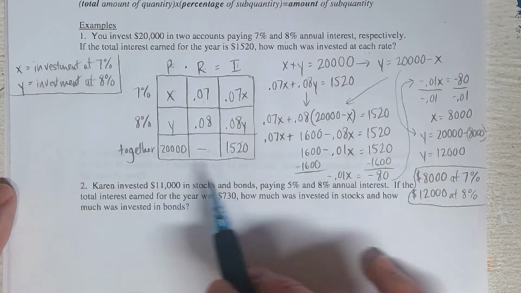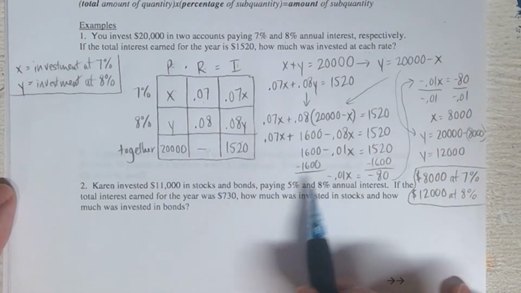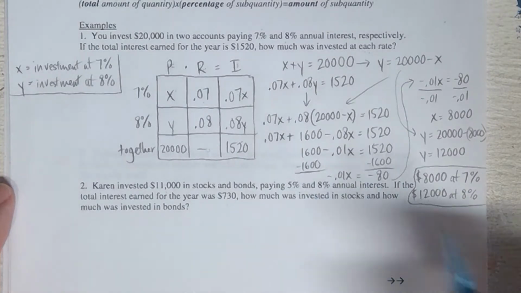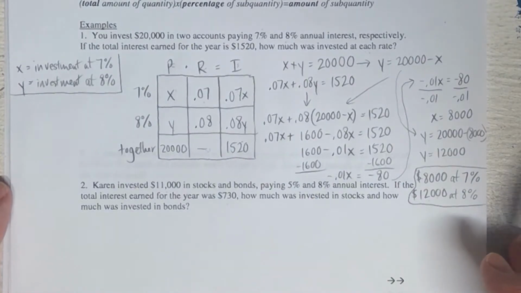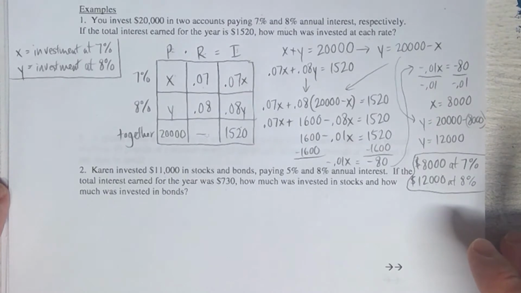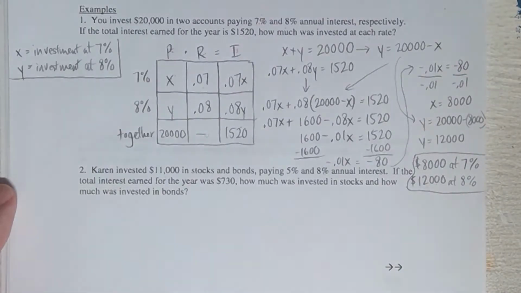It gives you the total investment, the total interest. It gives you a couple of different interest rates. All right, please try that. Again, the format is almost identical. Give that a try. Let's see how that comes out after you hit the play button again.